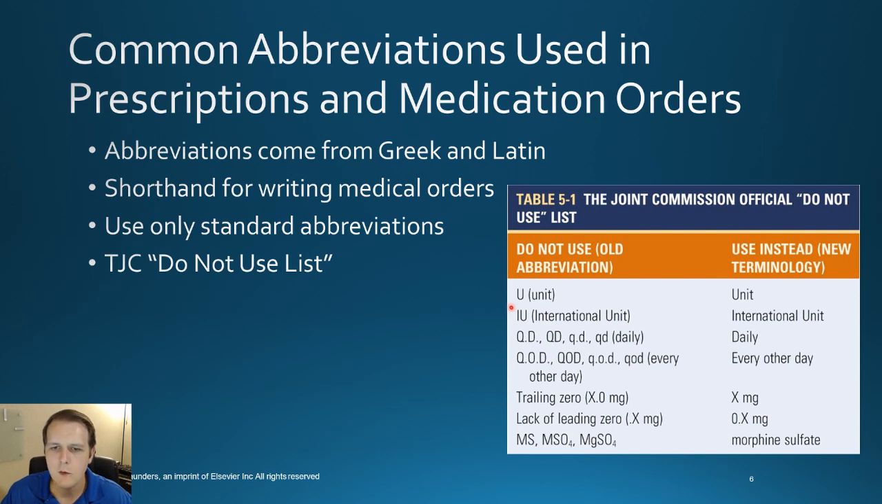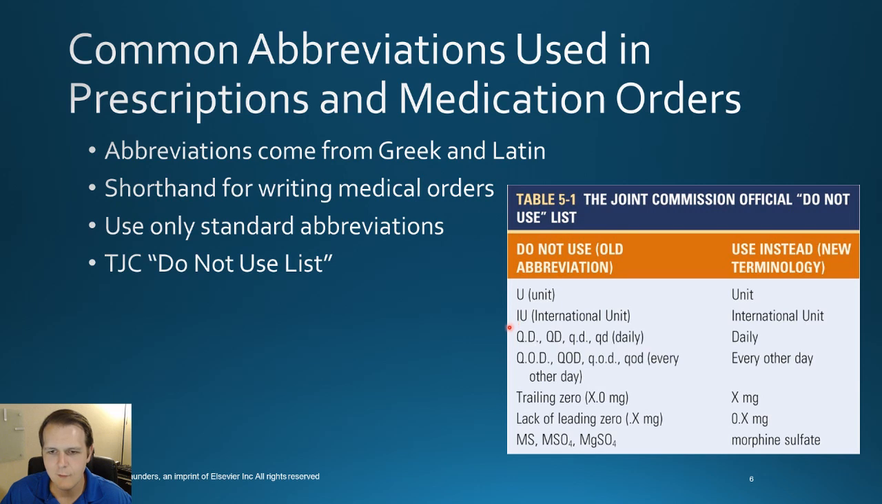Anywho, here are some examples of ones to not use, and I'll tell you some of the common ones we run into from a pharmacy standpoint. One, writing U instead of just writing out the term unit. U can sometimes, if written, be misread as a 0. So instead of, say, 10 units of insulin, it turns into 100 units of insulin, and that can be a really big problem, right? That could potentially kill a patient.